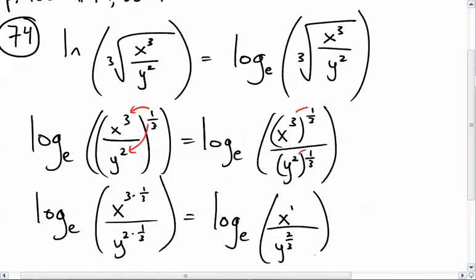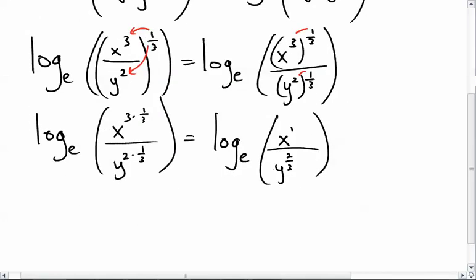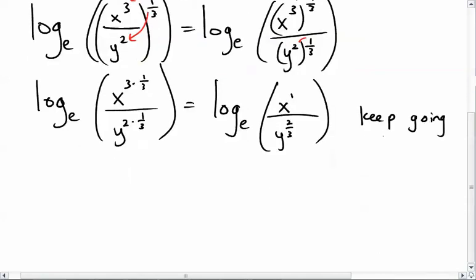And now you can try to use your laws for dividing two things inside of a logarithm, and your exponent law. You should keep going until x and y are separated into two separate logs. I'll let you try that at home, and if you get stuck, you can keep asking questions on Piazza.